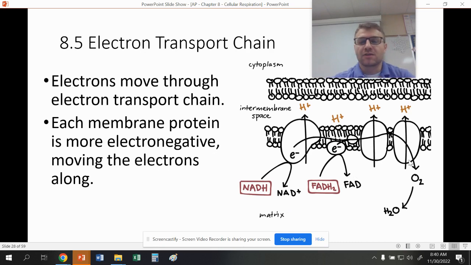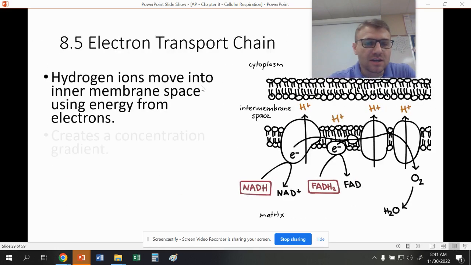Now, the electrons are going to move through the electron transport chain because each protein here is a little bit more electronegative, which means it wants to pull on these electrons. So as the electrons move from protein to protein, they jump because each protein is a little bit more electronegative than the last one. So this one's the least electronegative, this one's the most. It pulls them through this electron transport chain.